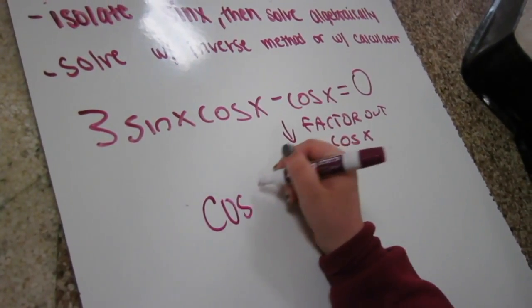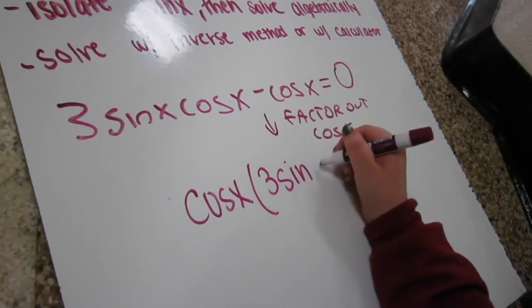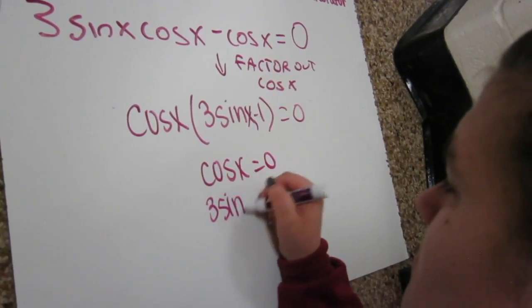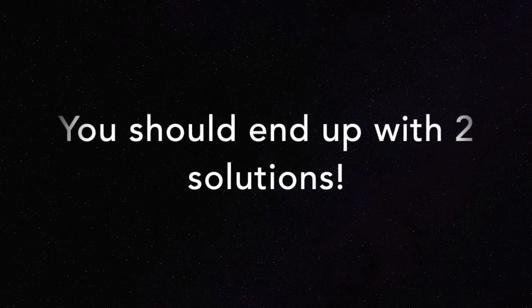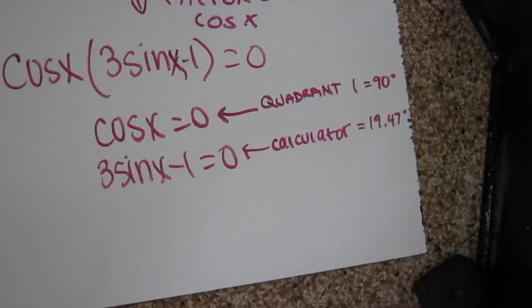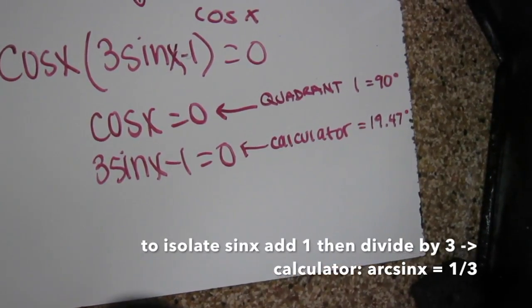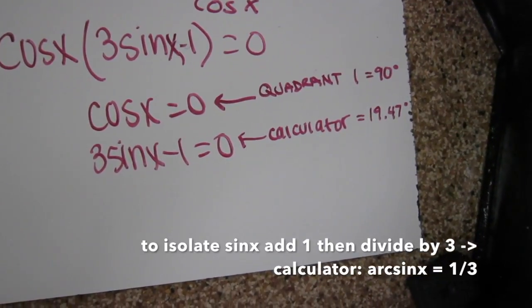For this type of equation, you have to factor out cos x, set each factor equal to 0, and then solve. At quadrant 1 for the first equation, and you'll get 90 degrees, and then the second equation, you'll plug it into the calculator and get 19.47 degrees.